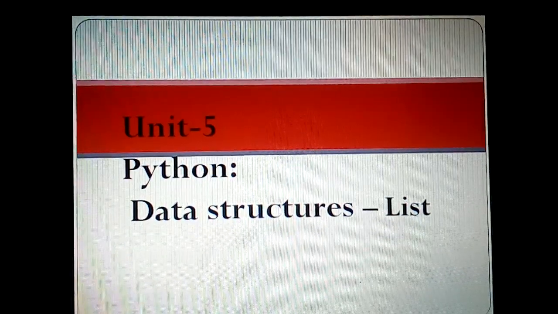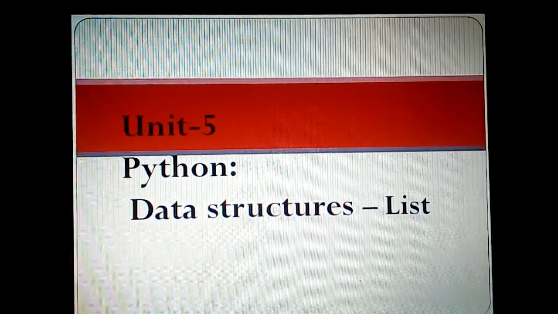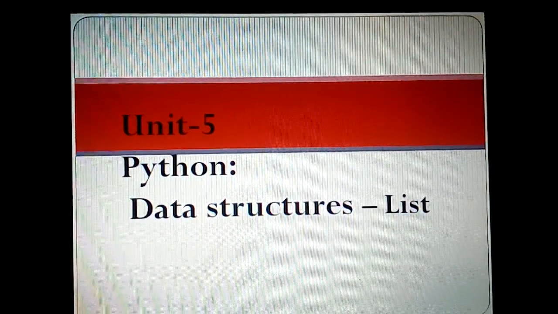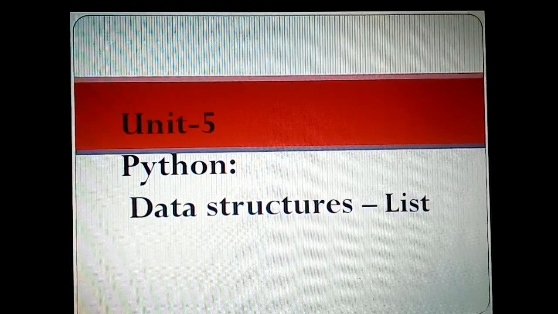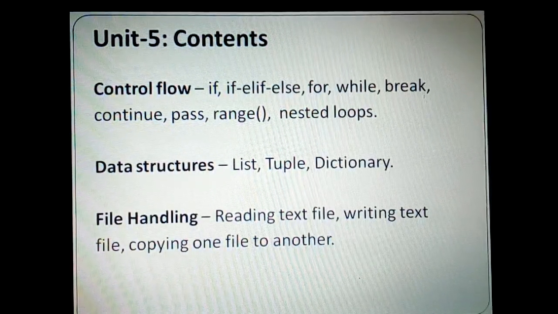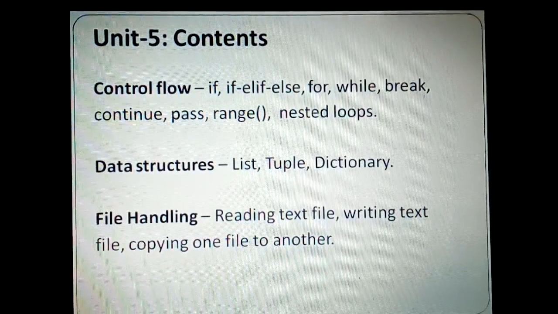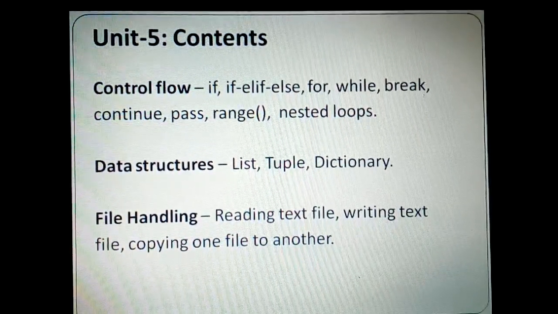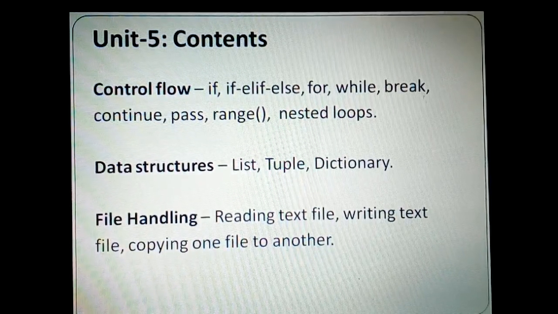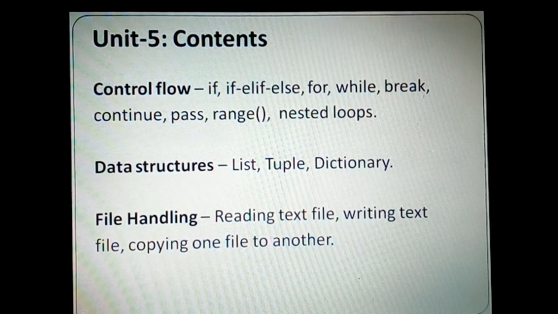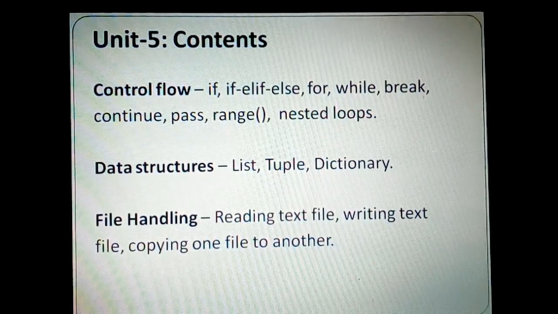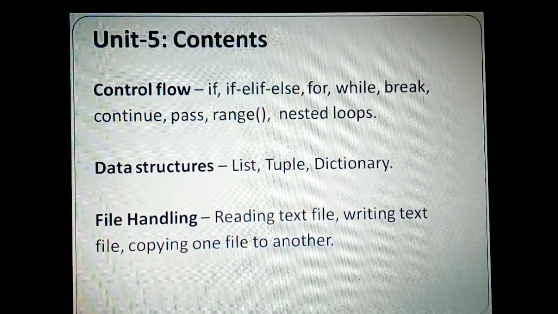Hello everyone. Today we shall start the next topic in Unit 5, that is data structures, and in that we'll see what is a list. If you look at the content of the syllabus, it says that we have already covered the control flow, wherein we understood the meaning of conditional statements, the looping constructs, nesting of the loops, functions such as range, and keywords such as pass. Now in these data structures we are going to study list, tuple and dictionary. So let's get started with the list.